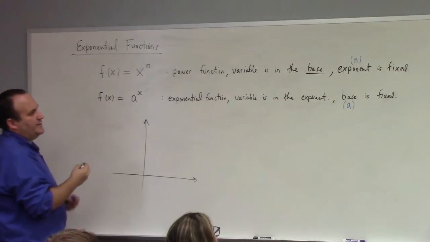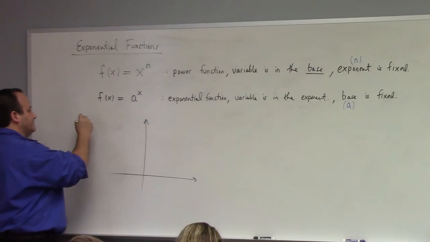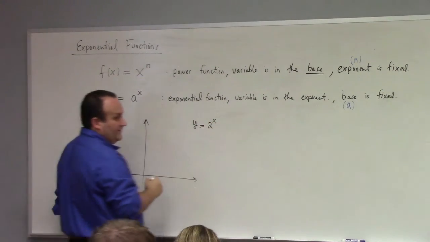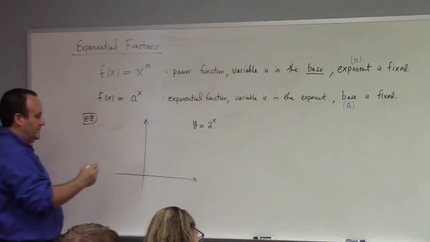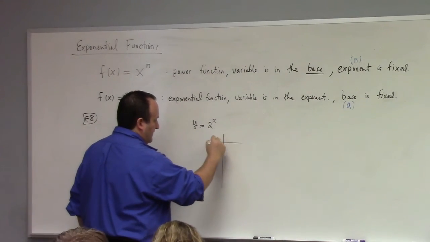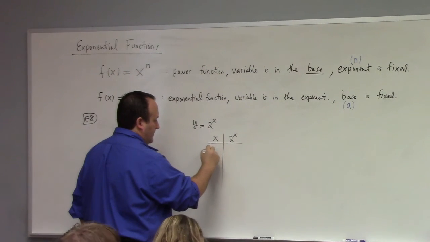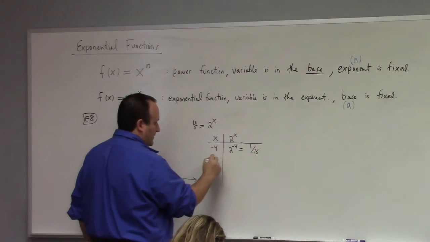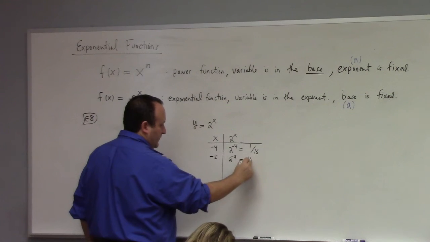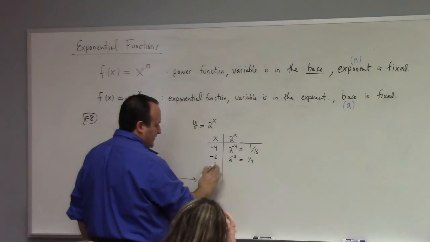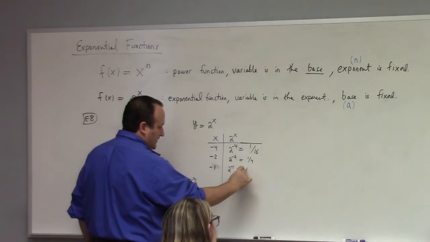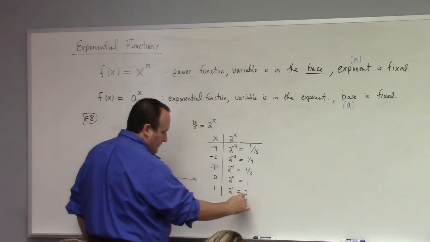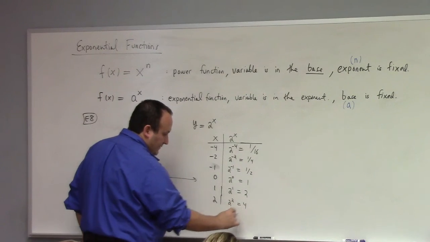So if we, for example, take y equals 2 to the x, we could graph that. You can make a table of values if you like. If you plug in, say, -4, you get 2 to the -4, which is 1/16. Plug in -2, you get 2 to the -2, which is 1/4. Plug in -1, 2 to the -1, also known as a half. Plug in 0, 2 to the 0, you get 1. Plug in 1, you get 2 to the 1, which is 2. Plug in 2, you get 2 to the 2, which is 4.